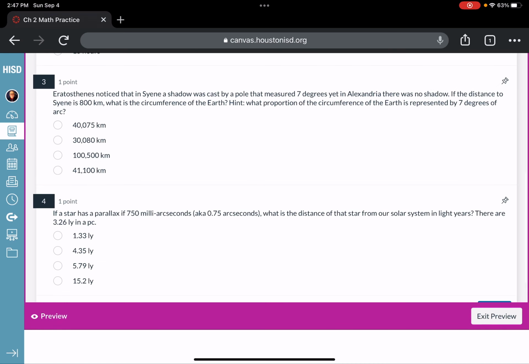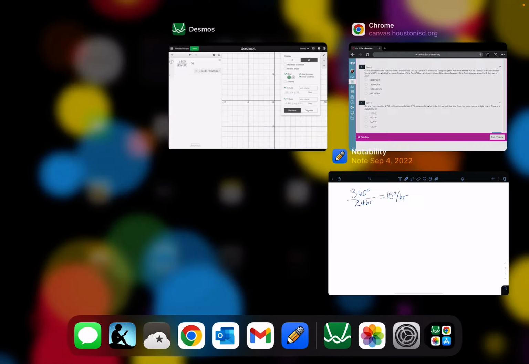Number three, which I definitely did in a messed up way, but we're going to try it anyway. Here's Eratosthenes. He noticed that the angular measure in Alexandria was 7 degrees, and it's 0 in Syene, so it's a 7-degree difference. We know that the distance between the two places is 800 kilometers. So how do we figure that out? Well, this one's definitely a little trickier, or at least in my opinion.